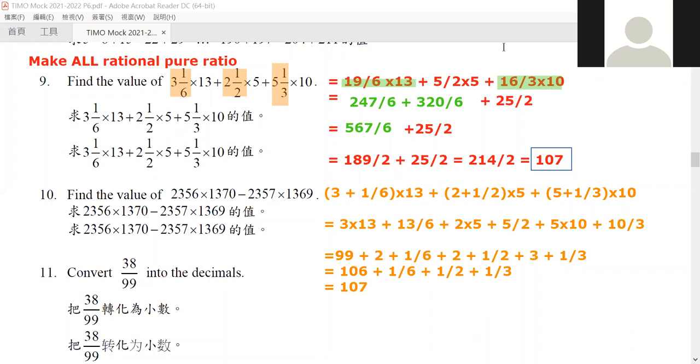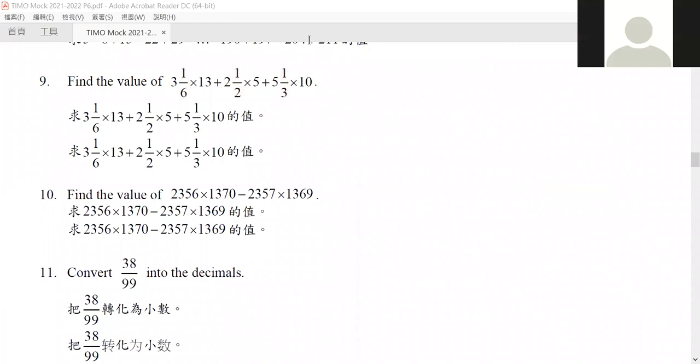Okay, so now let us go to question number 10. Find the values of this expression. Now you can see that these two numbers are very close to each other, and the other two are also very close to each other. So these two numbers are actually very similar. They are just different by a very tiny bit. So let us write this tiny bit out.